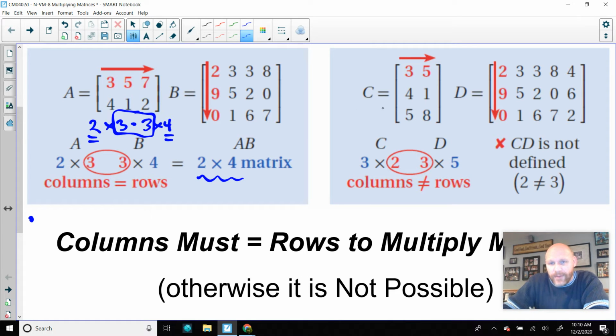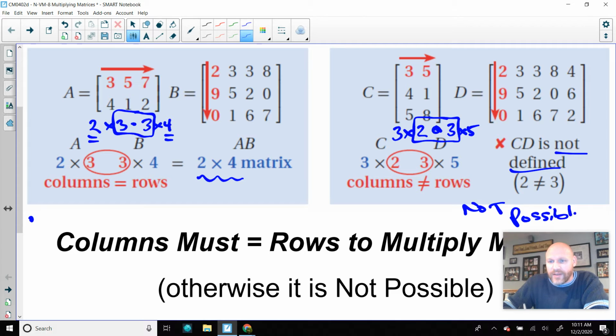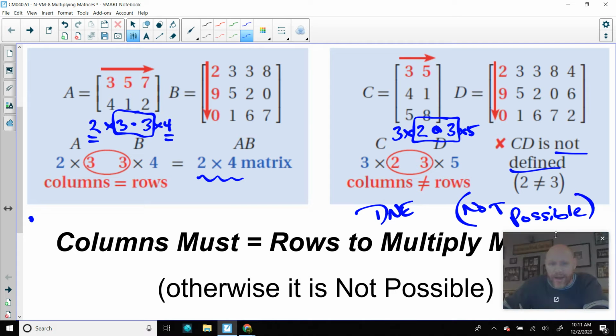The C matrix is going to be 3 rows by 2 columns, and the D matrix is going to be 3 rows by 5 columns. The numbers in the middle do not match, and so they're calling this not defined. We might also say that it's not possible, if we run with the logic that we had from the last quiz. And I mean, you could use does not exist, undefined, not defined, null set. There's a lot of different ways to say it, but we'll probably use the word not possible.